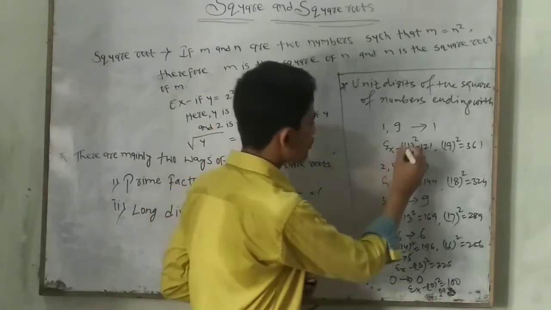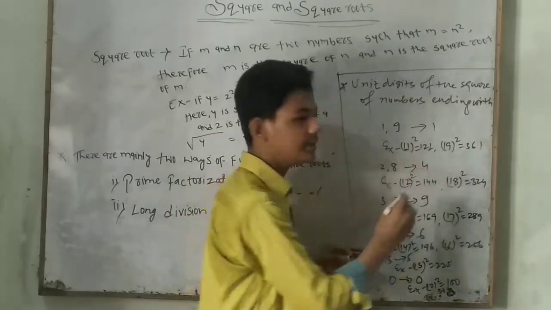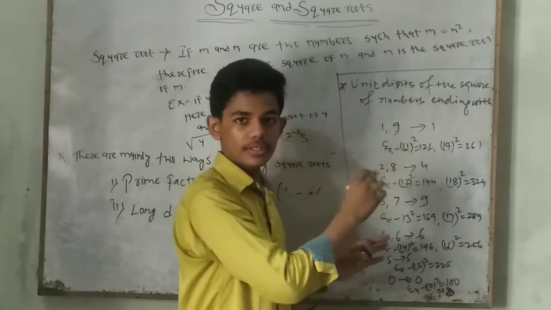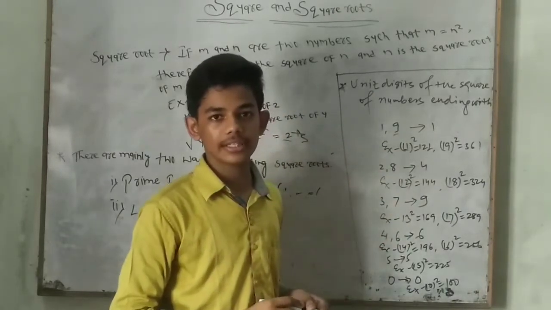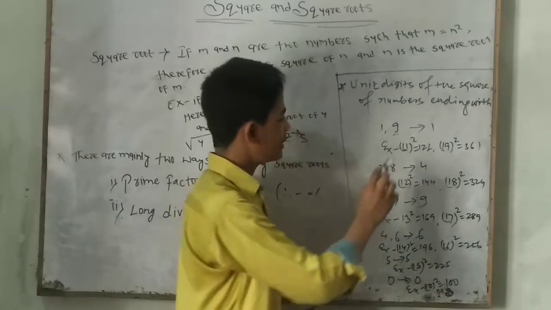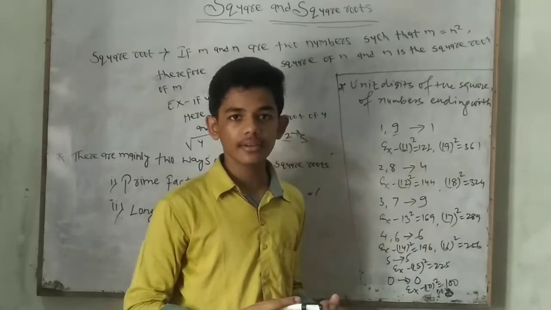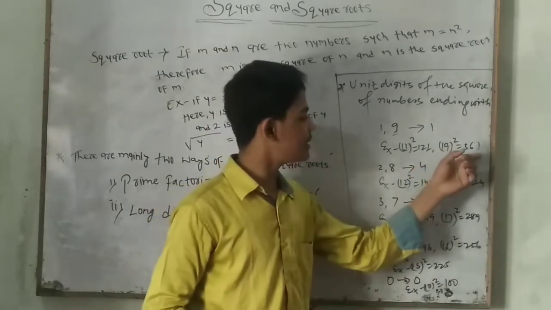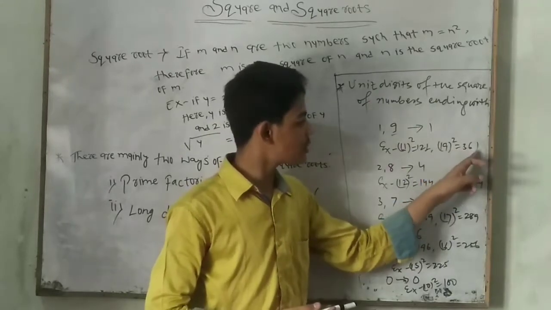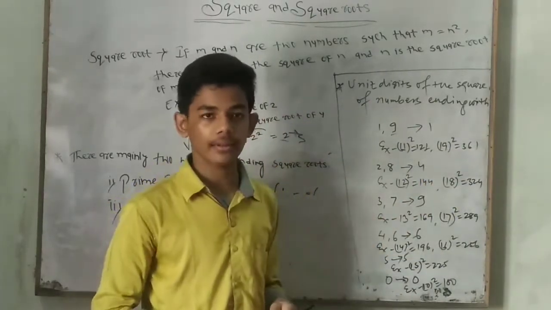Here we see that 1 is at the unit digit of the question and 1 is also at the unit digit of the answer. So according to this we can easily write the answer. And suppose 9, like 19 squared, means 9 is at the unit place, and when we square it, 1 will come at the unit place, and in the answer also we see that 1 is at the unit place.